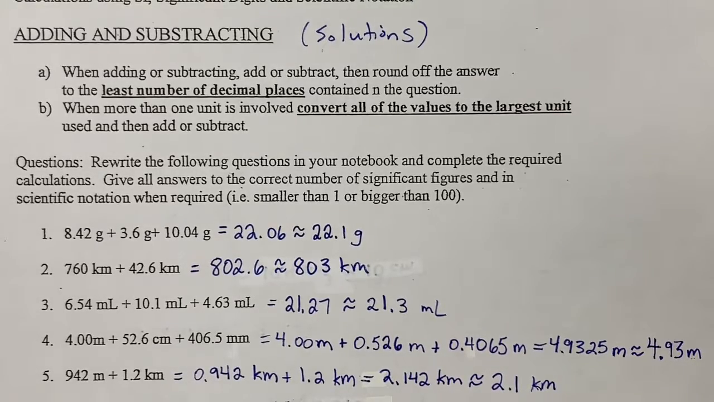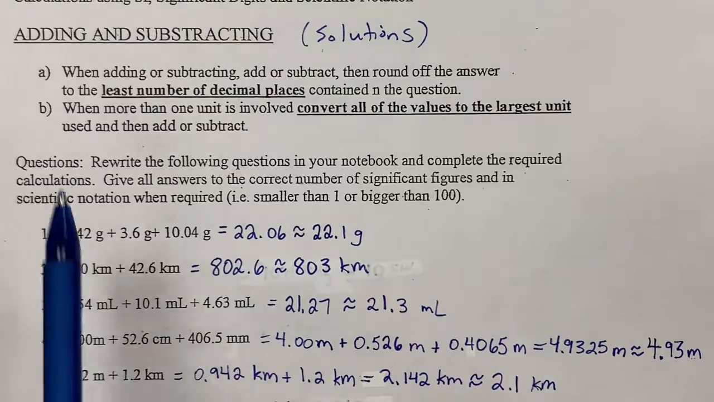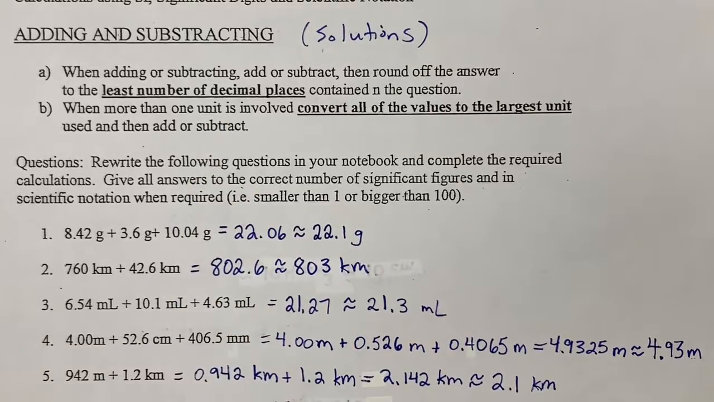All right, I want to do some examples for adding and subtracting while also considering significant digits. Here's a couple rules we need to follow. When adding or subtracting, add or subtract, then round off the answer to the least number of decimal places, as we talked about before. When more than one unit is involved, we must convert all of the values to the largest unit used and then add or subtract. So that's a crucial point. So always make it to the largest unit.